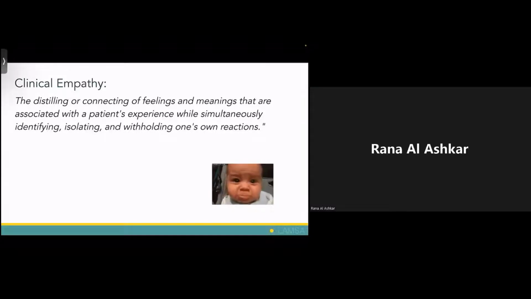So the difference between empathy in general and clinical empathy is that when I empathize with a friend, I can cry with them. If they're crying, I can cry with them. But in clinical empathy, I understand that they're sad. I know why they're sad, and I can help them feel less sad without implicating my own feeling, without starting to cry, for example. So this is the fine line difference between clinical empathy and empathy in general.